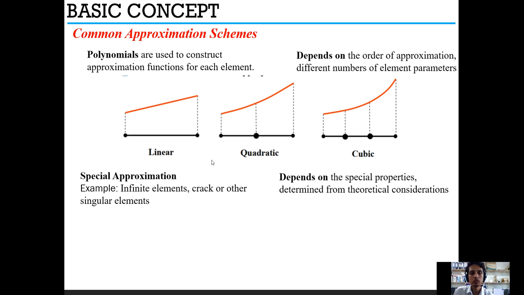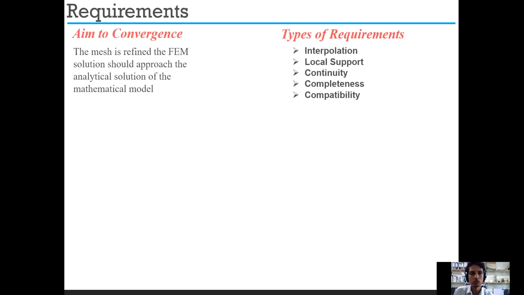However, we will skip these first. So for the requirements of shape functions, it needs to be converged first. The mesh that is refined in the finite element analysis solution should approach the analytical solution of the mathematical model, and it should be converged after all of that.